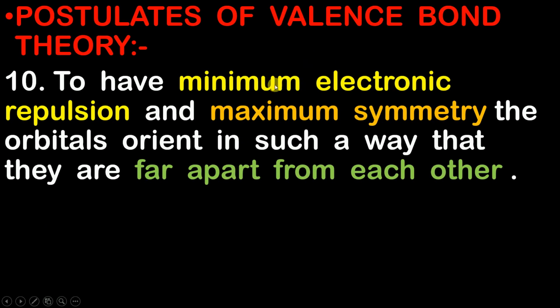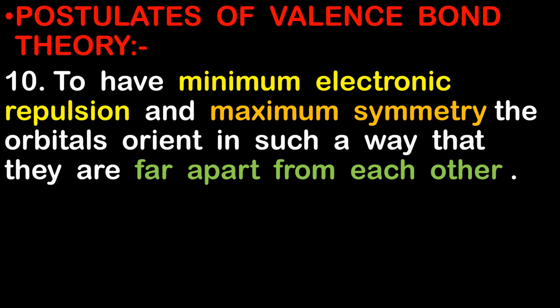As we all know, it is important for the atoms to have minimum electronic repulsion and maximum symmetry. In order to form a bond, the orbitals orient in such a way that they are far apart from each other. Now what is the meaning of this? That you will understand ahead when you study the VSEPR.